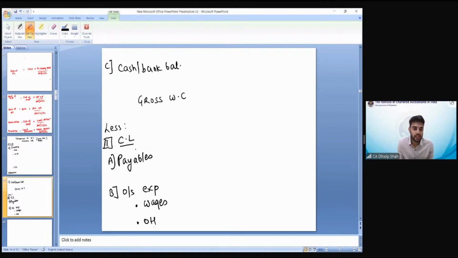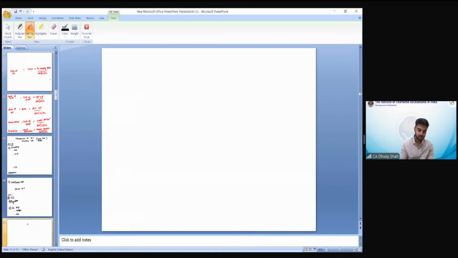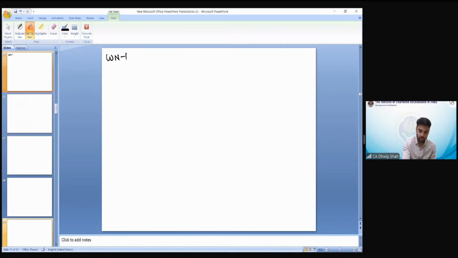Now, to derive the value of each and every component, I told you we need a source document. And that source document is nothing but your cost sheet or cost statement. So first, let's prepare a cost statement using the working note. So you just learn how to approach the question of working capital. How to solve it, you keep learning that also. So working note number 1, cost statement.